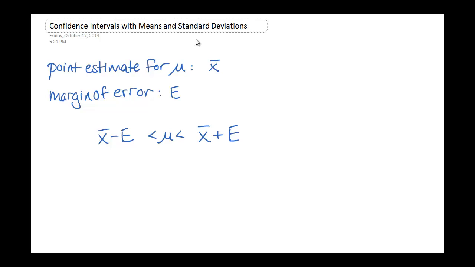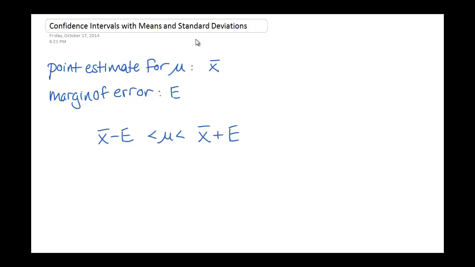Hello everybody. In this video we're going to talk about finding confidence intervals with means and standard deviations. If you haven't already watched the video about finding confidence intervals with proportions, please watch that one first because that's where I really explain what a confidence interval is. Here we're just going to look at some calculations. So we'll start here with means.